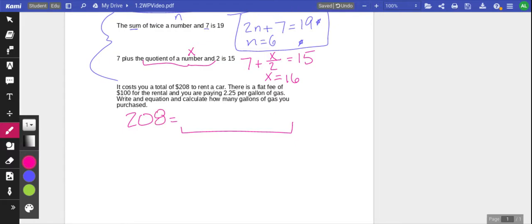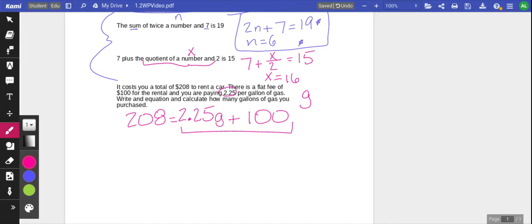Then it says there's a flat fee of $100 and then $2.25 per gallon. That's one of the most important things, is when you can figure out when you have something that's just a flat fee versus a rate. So I'm just paying that $100 one time. Okay, so we've got just $100, but every time I buy a gallon of gas, it's $2.25. Let's call the gallon of gas G. So it's $2.25 times how many gallons of gas.